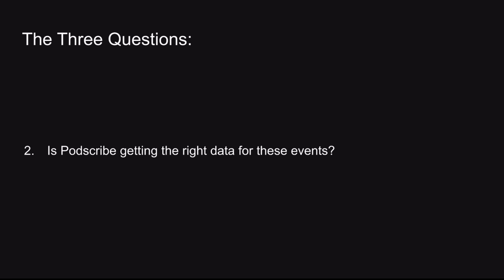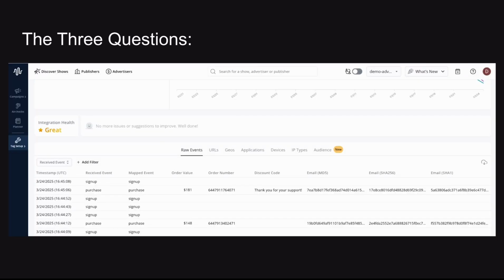Next, is Podscribe getting the right data for these events? So if you're wanting to track purchases, you're going to want to make sure that the order value is coming in, the order number is coming in, hashed emails are coming in. The bottom line is that we can do attribution as long as we have the IP addresses of the people going to that website. Order value is helpful because if you want to calculate ROAS and CPA, the dashboard will do so automatically as long as we have the order value of these purchases and then the spend of the podcast campaign.